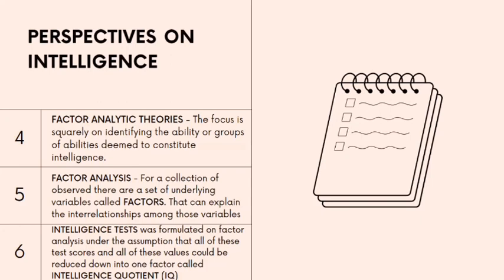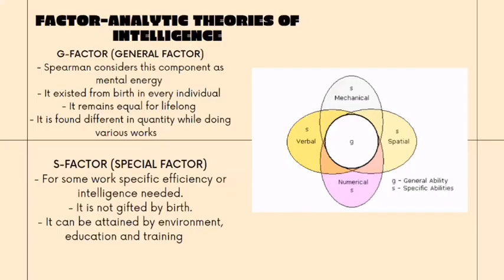abilities instead of 4. The intelligence test was formulated on factor analysis under the assumption that all of these test scores and all of these values could be reduced down into one factor called the intelligence quotient or the IQ. Factor analytic theories of intelligence.